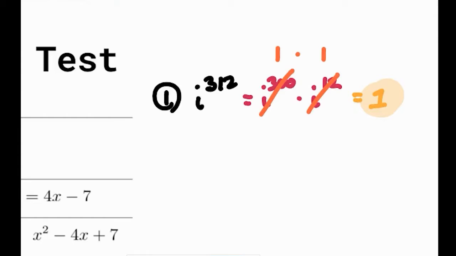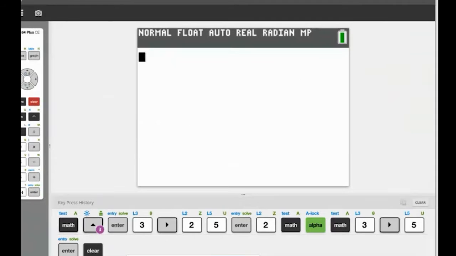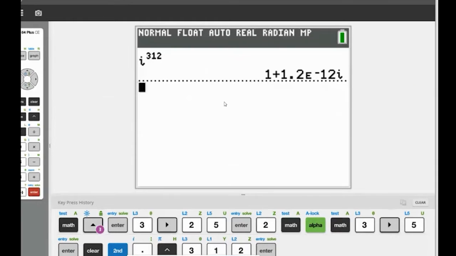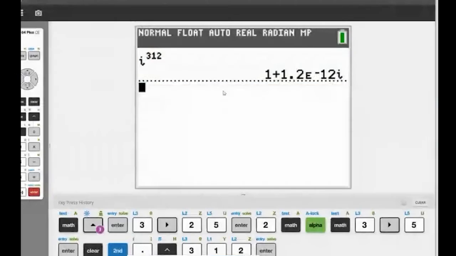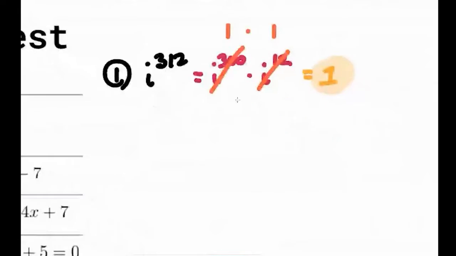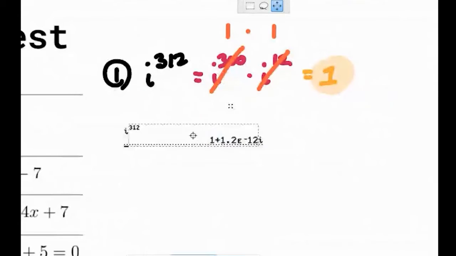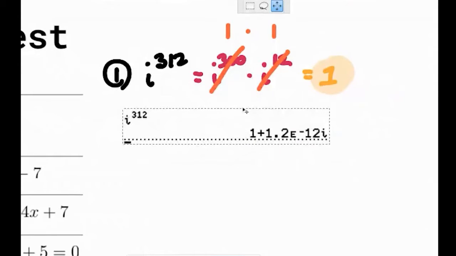All right, so it is also important to check this on your calculator. If you need a review of how to do that, I'll show you really quick. So we're going to do i, second decimal place, to the 312th power, and then you hit enter. Okay, I'm going to screenshot this just so I can write on it. But one important consideration when you use your calculator for these problems is that there is a counting error in the calculator.